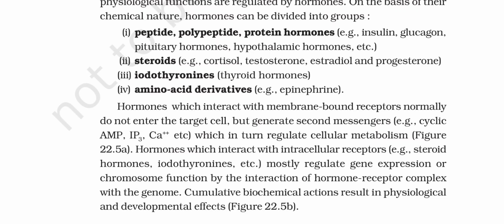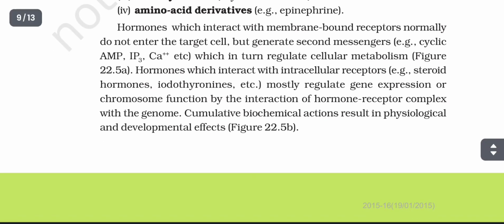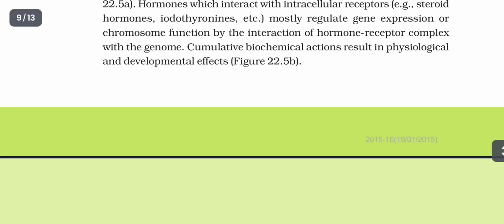and amino acid derivatives, for example epinephrine. Hormones which interact with membrane-bound receptors normally do not enter the target cell but generate second messengers, for example cyclic AMP, IP3, calcium, etc., which in turn regulate cellular metabolism. Hormones which interact with intracellular receptors, for example steroid hormones, iodothyronines, etc., mostly regulate gene expression or chromosome function by the interaction of the hormone-receptor complex with the genome. Cumulative biochemical action results in physiological and developmental effects.